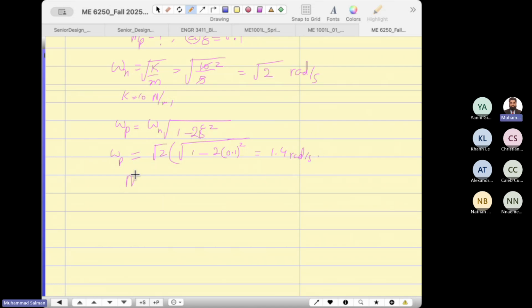The magnitude ratio, the formula is 1 over k. At the peak, the magnitude at the peak, it is this form: 1 over 2 zeta square root of 1 minus zeta square. So if you plug in 1 over k as 10, it is 10. This is my 10. Okay.